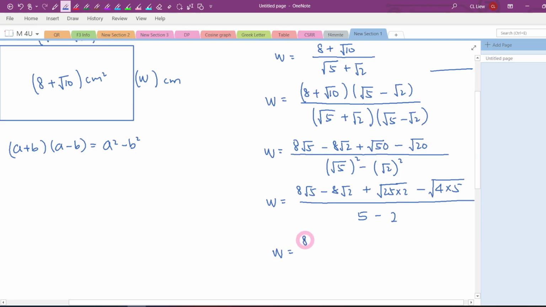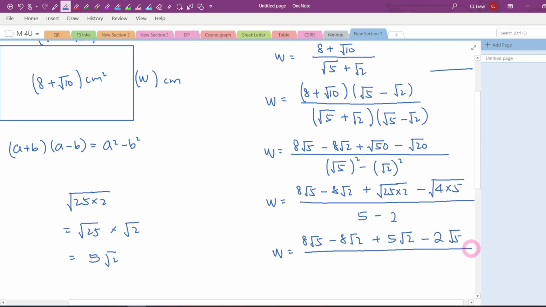Now, square root of 25 is equal to 5. And then these two, we just copy. So square root of 25 times 2 is equal to square root of 25 times square root of 2. This is equal to 5, and this one we just copy. This is why this will become this. Okay, do the same thing for this part. Square root of 4, you get 2, and then this one you just copy. 5 minus 2, you get 3.